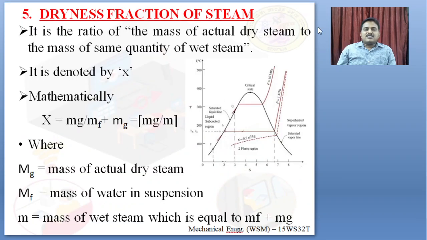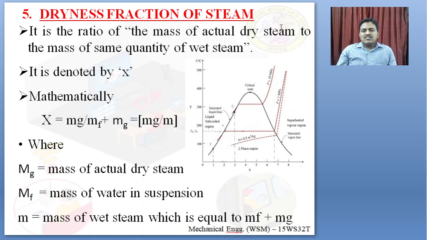Next is the dryness fraction of steam. It is very important for us to measure, when you start the formation of steam, how much of the steam is dry and how much is wet. The factor that determines the wetness of steam is the dryness fraction. It is denoted by X.